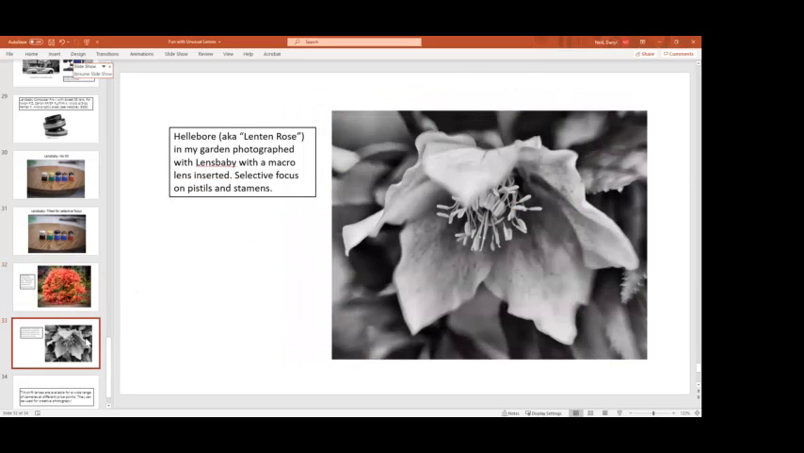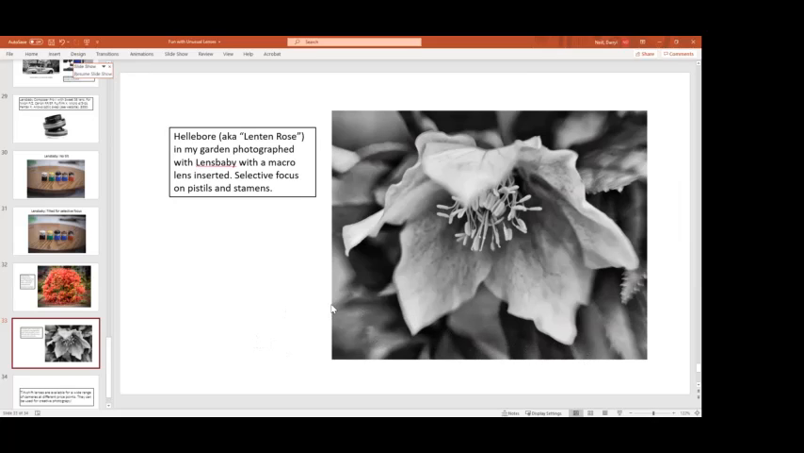Okay, here's one. I've gotten down low. This is a hellebore, Lenten Rose. I'm down on the ground here because they hang over. With a macro lens, a Lensbaby, and all manual, I was able to get the pistils and stamens sharp. And then you see, as you go out from there, progressively less sharp.